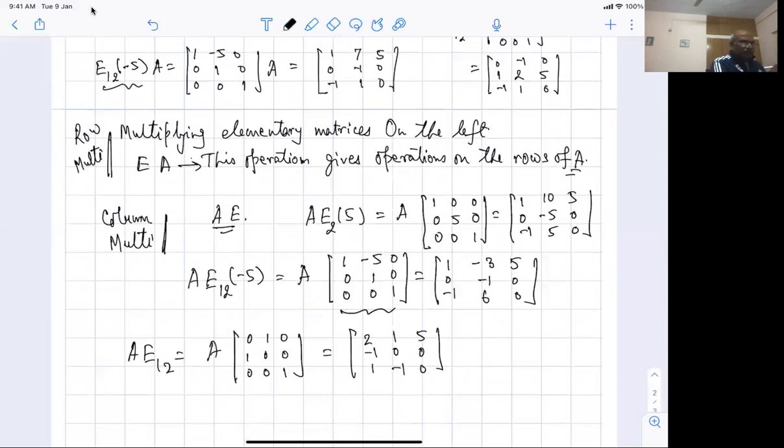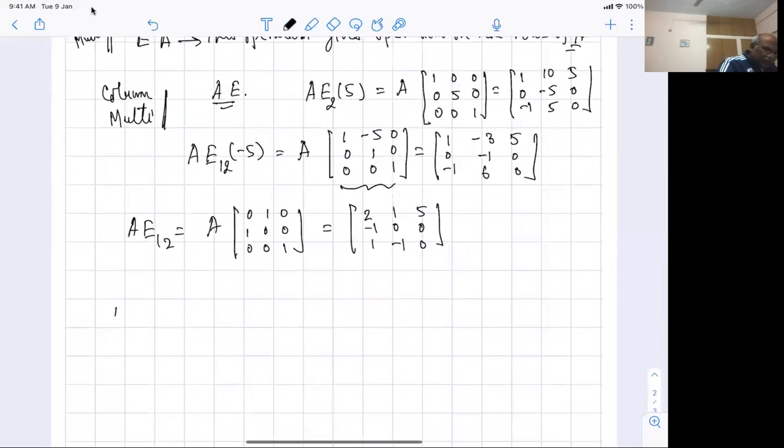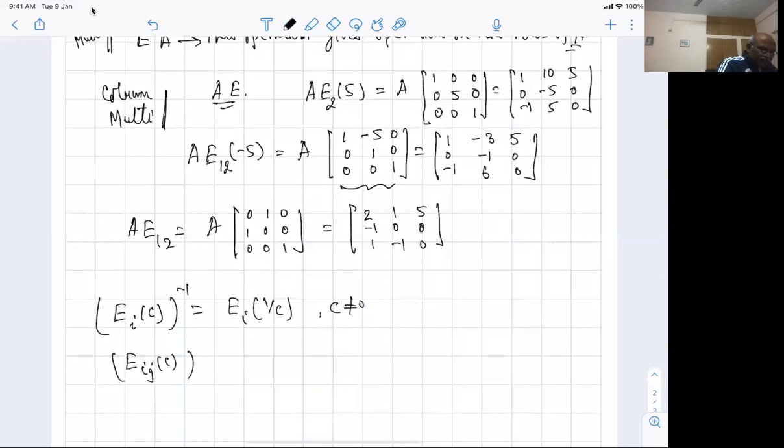Fine. If you do not remember it, let's try that out once more to make you understand it. So I would like you to show that, check that the inverse of Ei(c), where the ith row is being multiplied by c, will be Ei(1/c), the other way around. And we know that c is not 0. Similarly, the inverse of Eij(c) will be Eij(minus c), and Eij inverse will be Eij itself. All right.